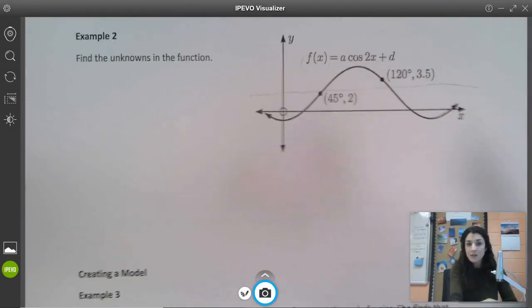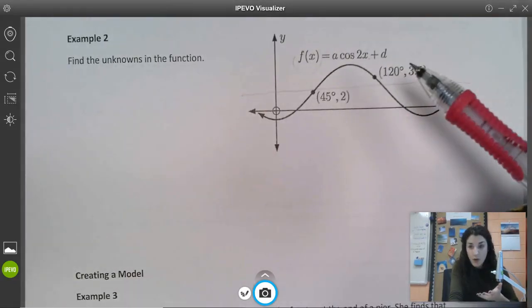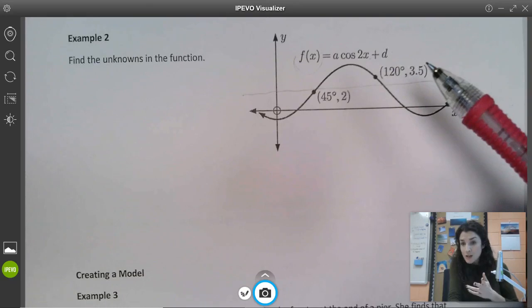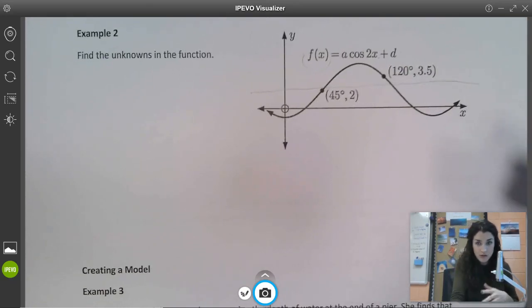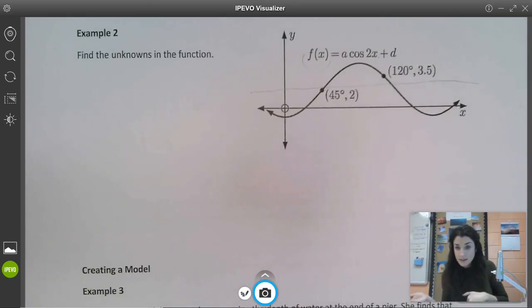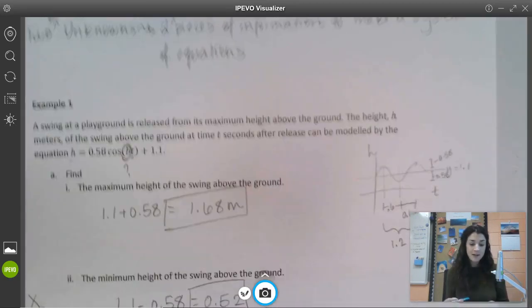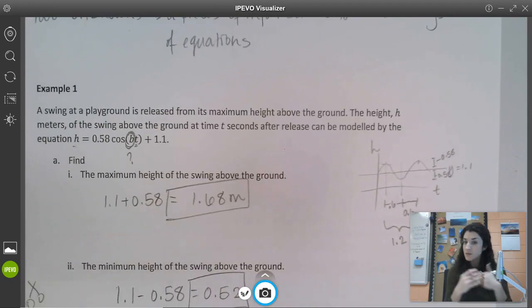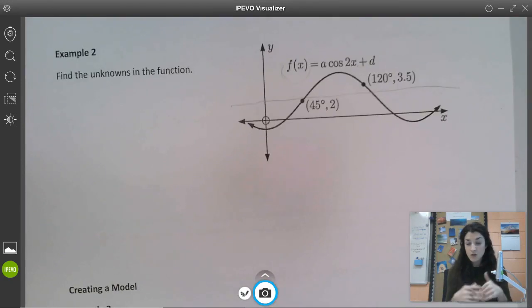And notice in this graph, we have 2 points. 2 points is two pieces of information, which means we can make two equations. So all I need to do is plug in these points and make my system of equations. That's it. So the thought process is, with one unknown, I just need one piece of information, just plug it in and solve. Whereas when you have more than one unknown, two or more, you need to make systems of equations.